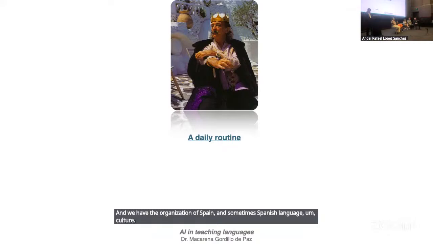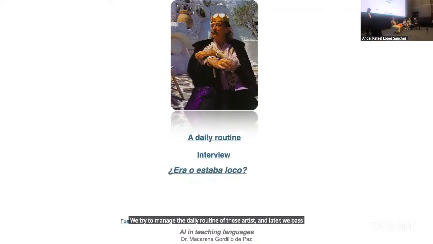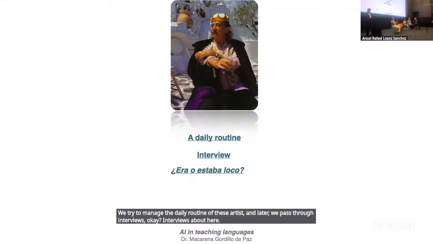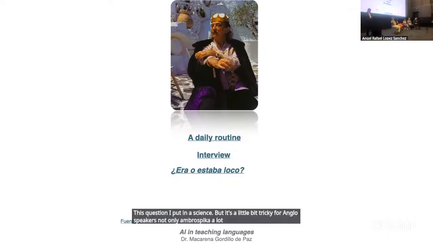In beginner's level, that will be level 1 and level 2, we are talking about the daily routine. We try to imagine the daily routine of this artist. And later, we pass to interviews, okay? Interviews about him. This question I put in Spanish, ¿era o estaba loco? Of course, in English, the meaning of ser and estar is only one word, to be. But it's a little bit tricky for Anglo speakers, and not only Anglo speakers, a lot of students, to distinguish between one word and the other one.